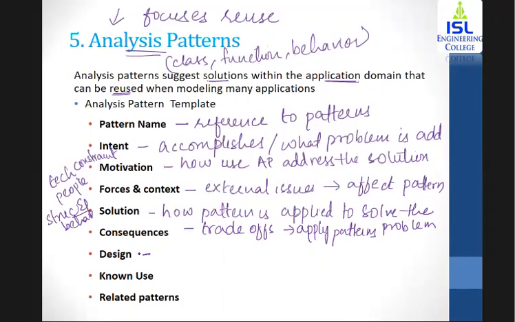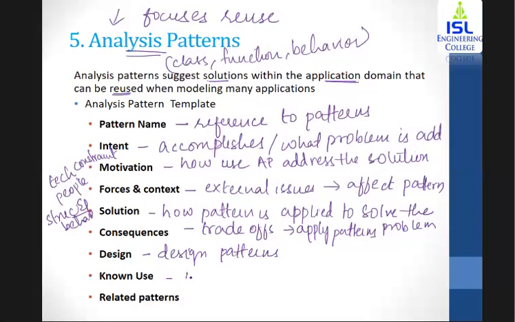The next is design. Design is going to have the different design patterns. If you take the example of a door, there are different types of designs of door. There are designer doors, the normal doors, plywood doors, different types of designs. In the same way, within this analysis pattern, you can discuss how this analysis pattern can be achieved by making use of different design patterns.